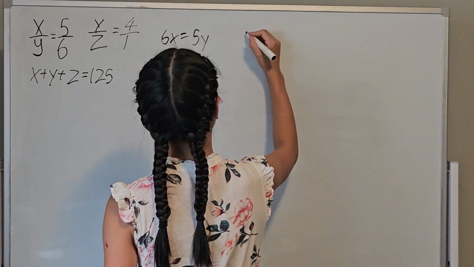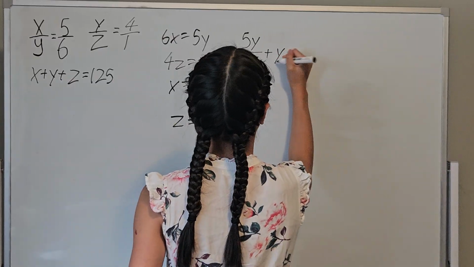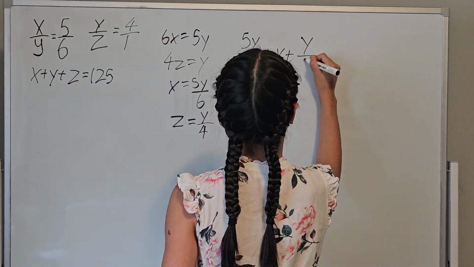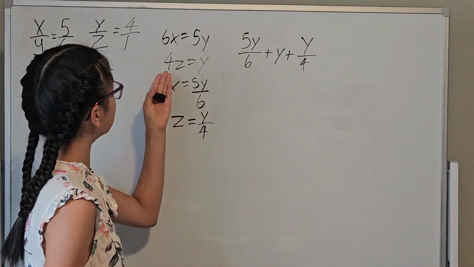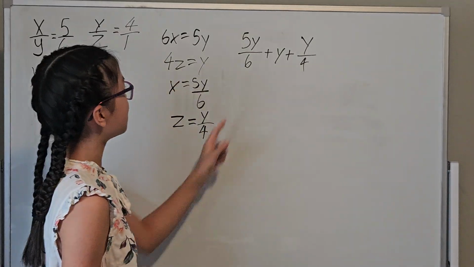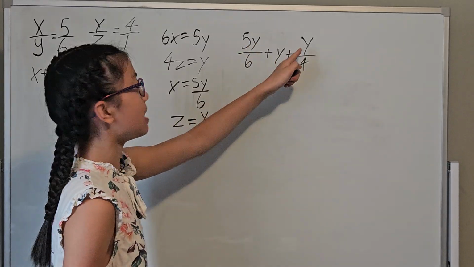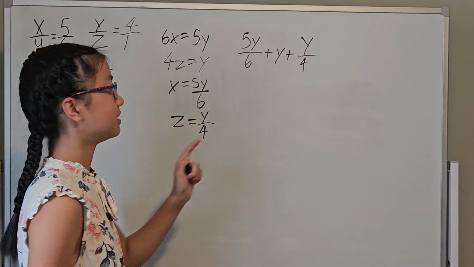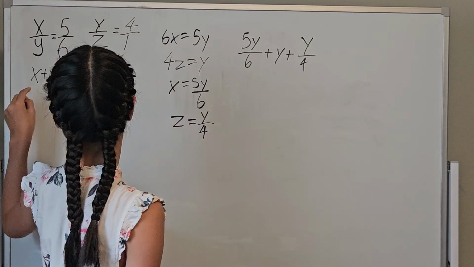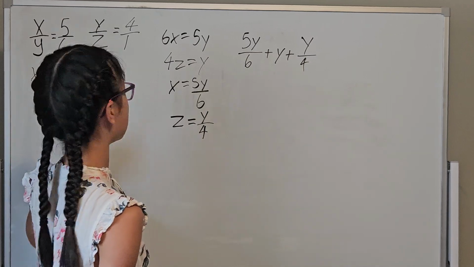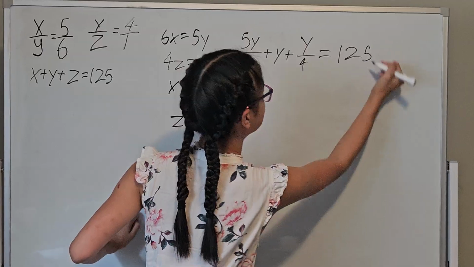So we put 5y over 6 plus y over 4. So you may be wondering, why did you put y? I thought you were supposed to put 4z. But we put y because it will be easier, because now we have 3 of the same variables instead of 2 different ones, which means we can find y and then we can use that information to find x and z. So that equals 125.